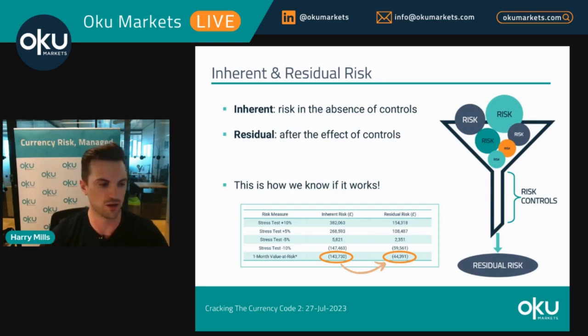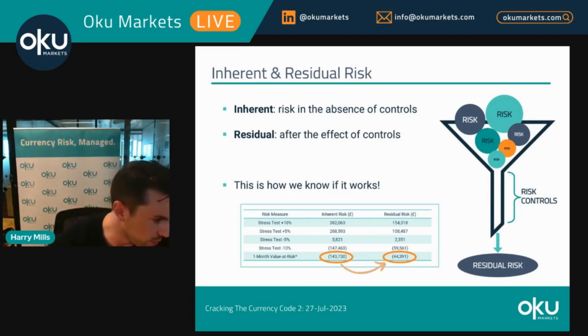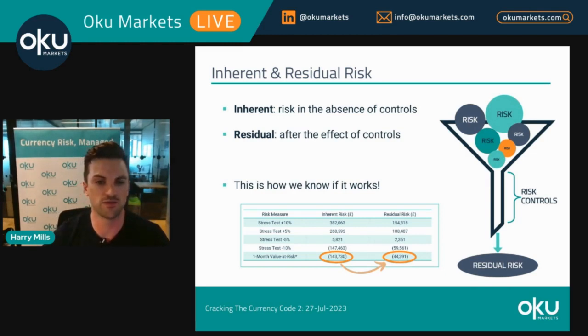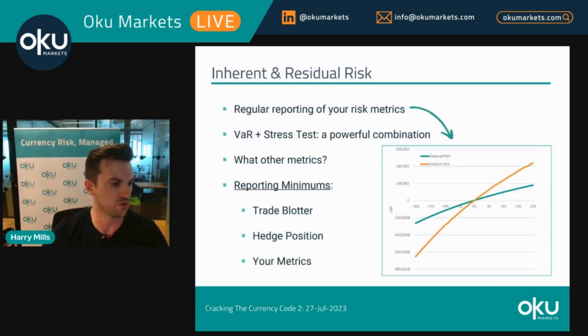So per the table, we see a 1-month value at risk of 143k. After the effect of hedges, we've got a value at risk, residual risk of 44k. So that 100k difference is the effect that the risk controls are having. And this is really how we know if a strategy is working or not. And we suggest that you put a threshold for each of your risk metrics. That gives you something to work towards in terms of how much should I be hedging to bring that risk down within a level that's appropriate and within a threshold for the business. So just wanted to get through that first before we move on.